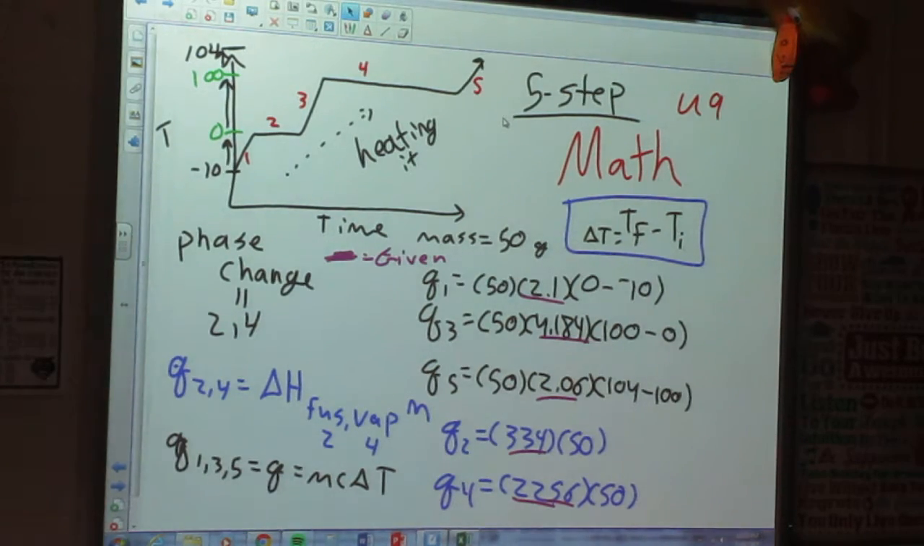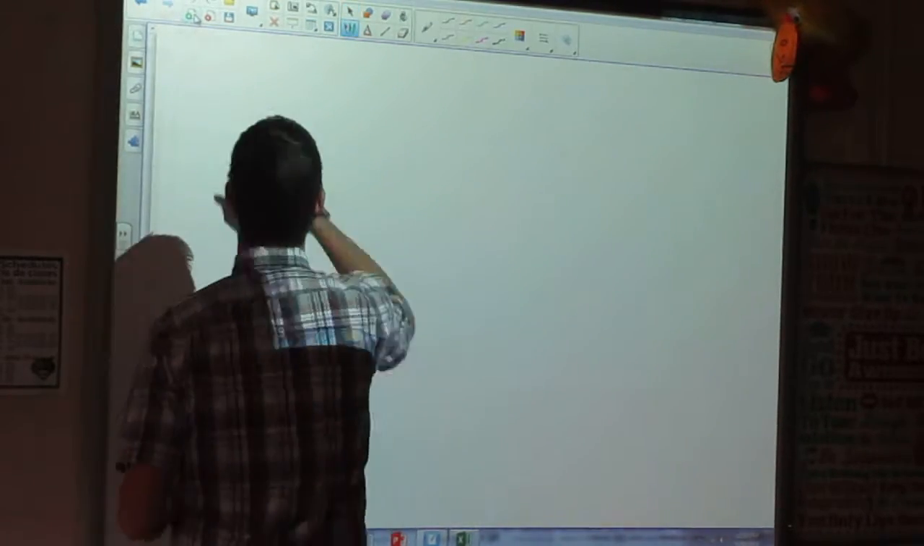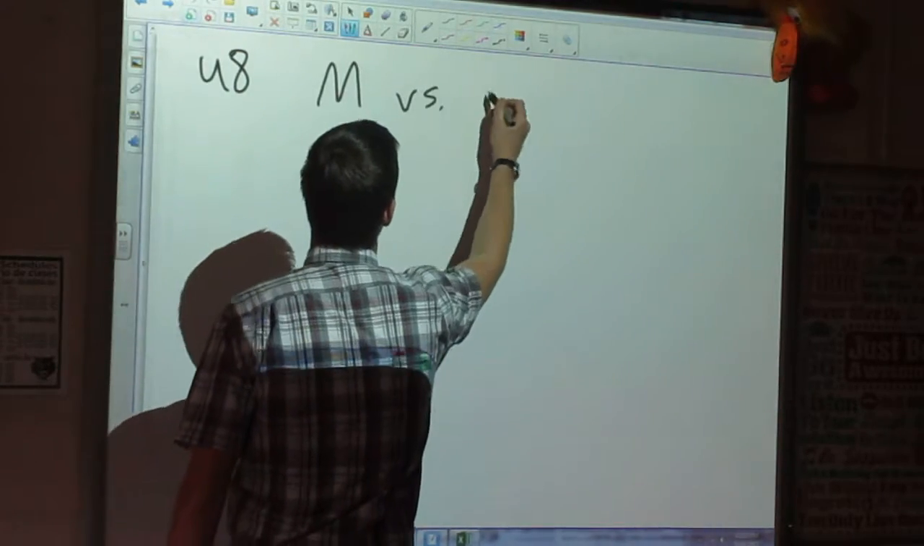Can you go over molarity and molality? I would love to go over those two things. Unit 8. M versus m.